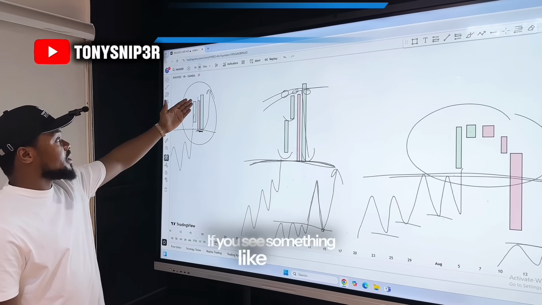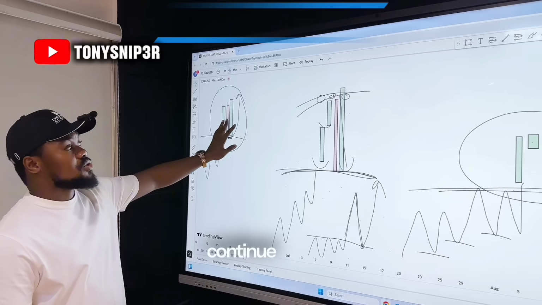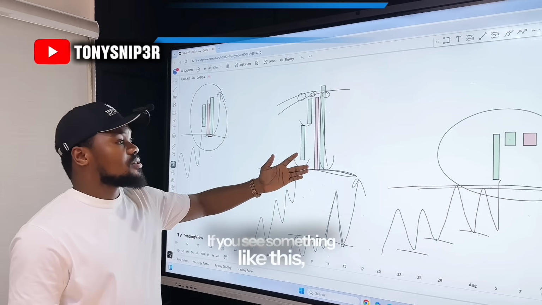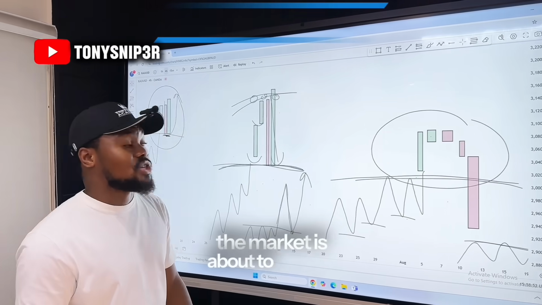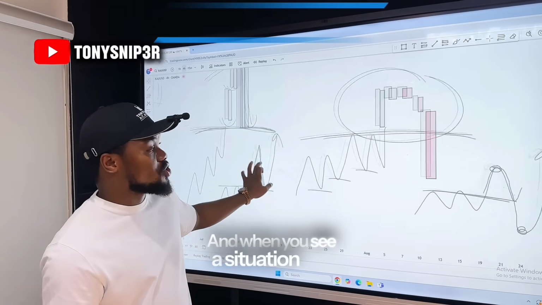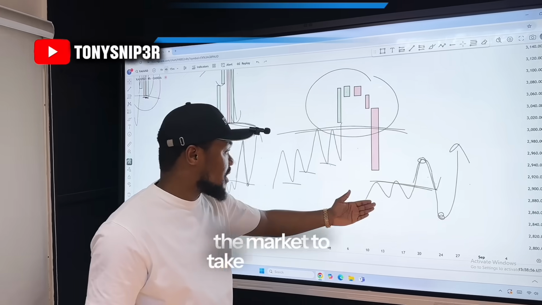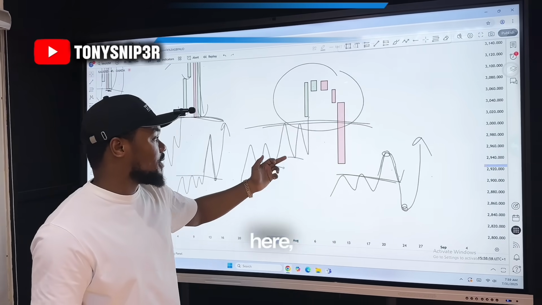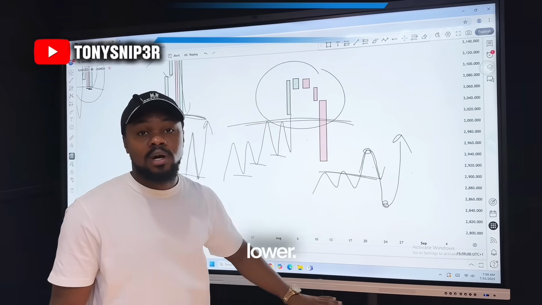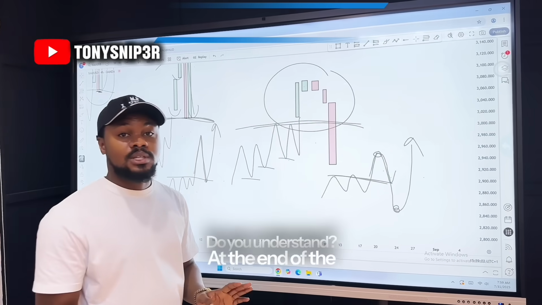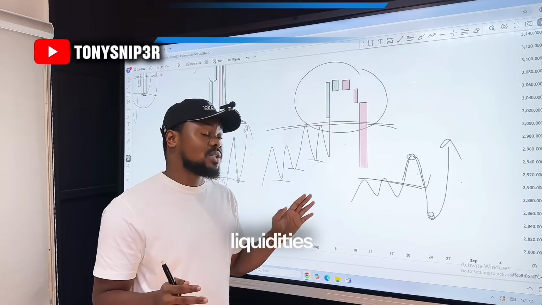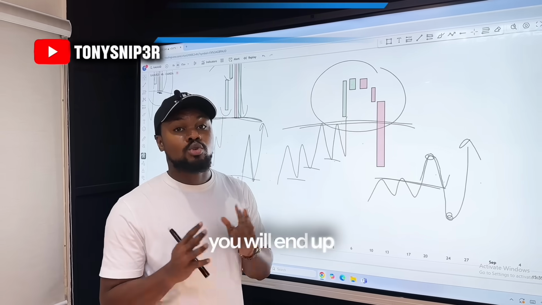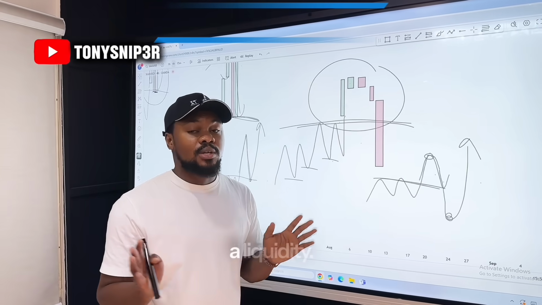If you see something like this, you know the market will definitely continue buying. If you see something like this, you know the market will continue buying. If you see something like this, the market is about to change trend. And when you see a situation like this, just wait for the market to take everybody out that started buying here, then you enter lower. Do you understand? At the end of the day, once you understand how to spot your supply and demand zone, you know where liquidities are resting, you will end up not being a liquidity.